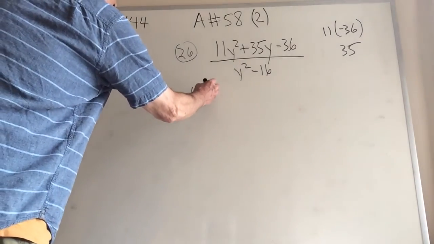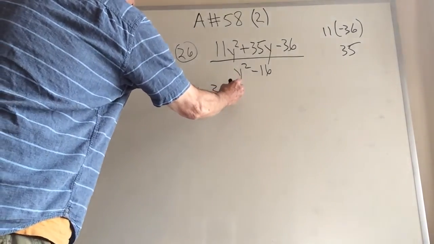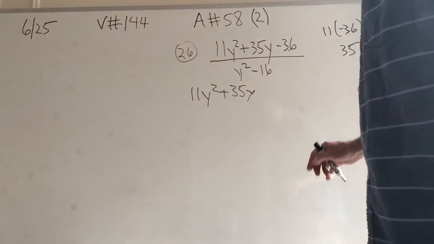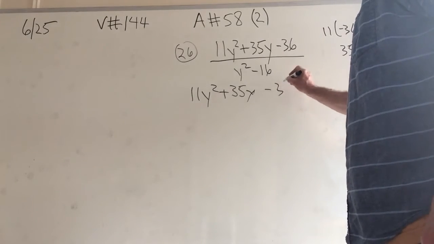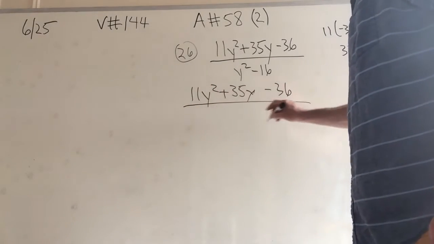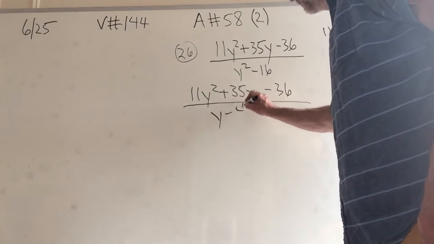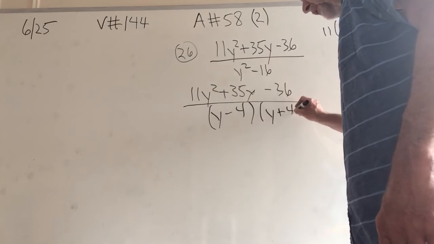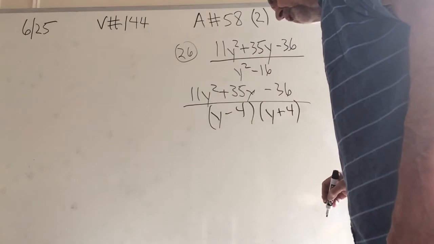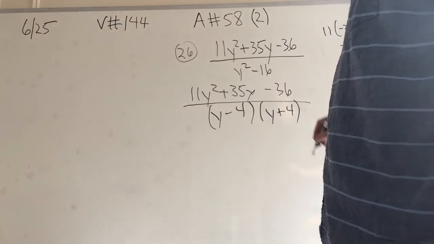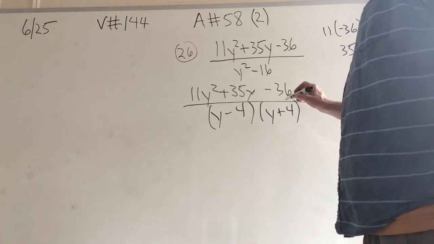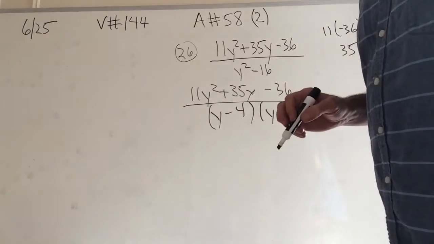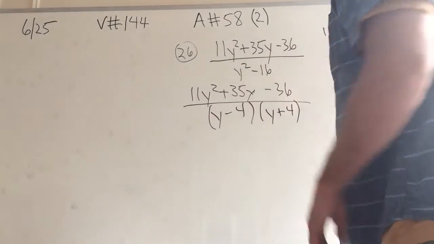I rewrite the top. And I don't know how often they give this kind of problem here. Sorry, that's a y. Okay? And then minus 36. So I'm going to ignore that just for a second. But this I know. This I was trained to do. And what I have to do now is figure either y minus 4 or y plus 4 divides into the top expression. If it isn't, then this is the answer.